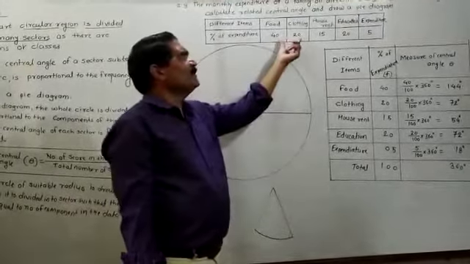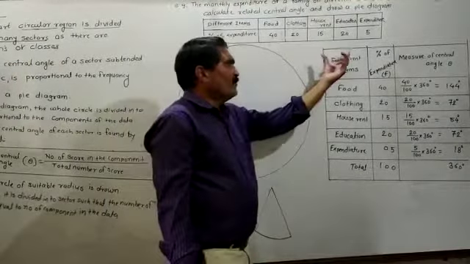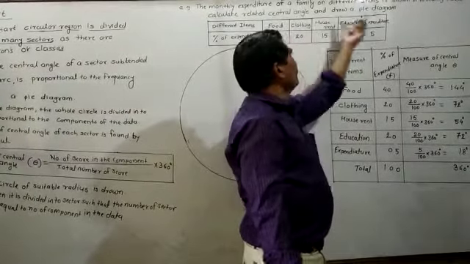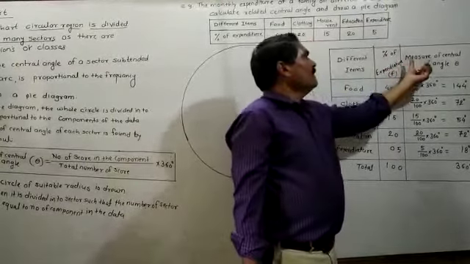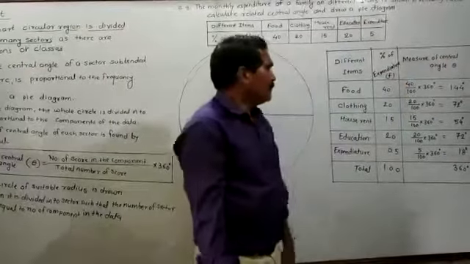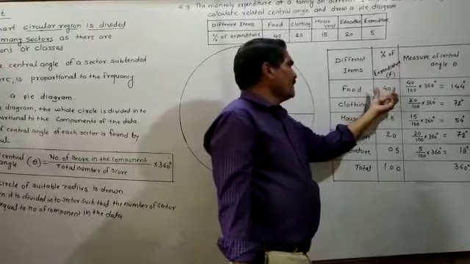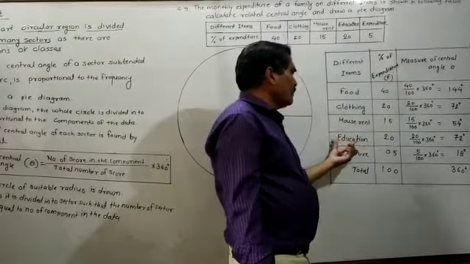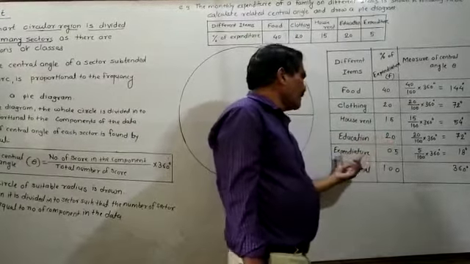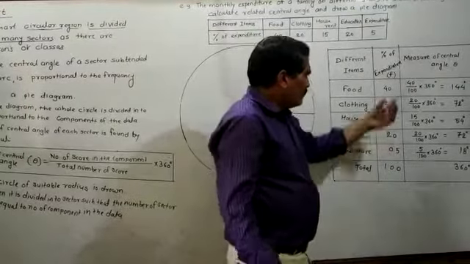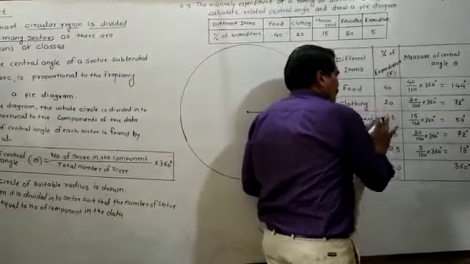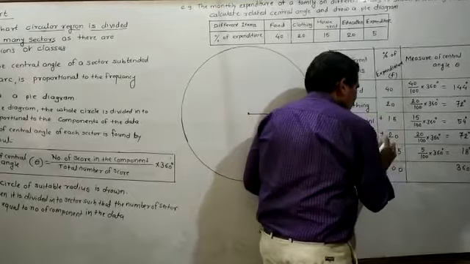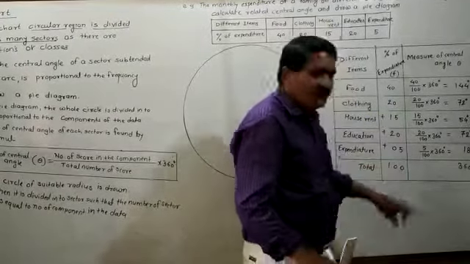If you want to utilize this data in the pie chart, at that time you have to prepare the table like this. In the first column are the different items. Then this is the frequency, and then the measure of central angle theta. For the food 40%, for the clothing 20%, for the house rent 15%, for the education 20%, expenditure 5%, and you have to do the sum. The sum of all the frequencies will come to 100.